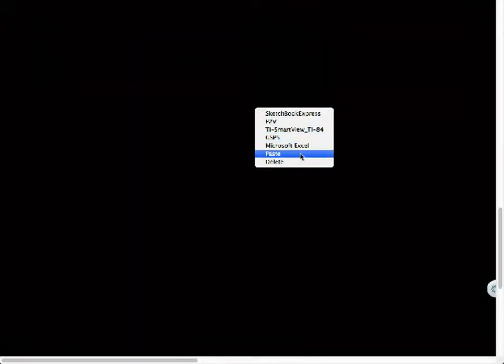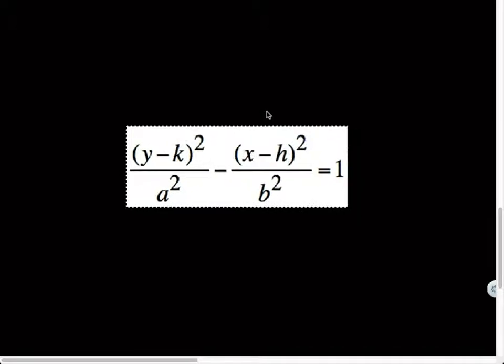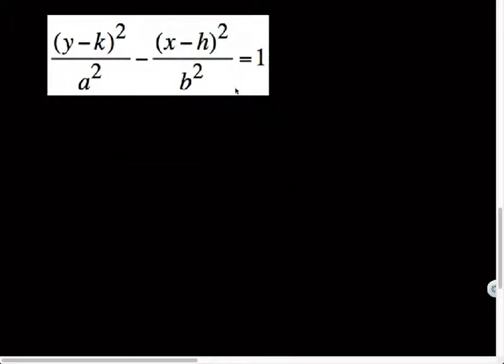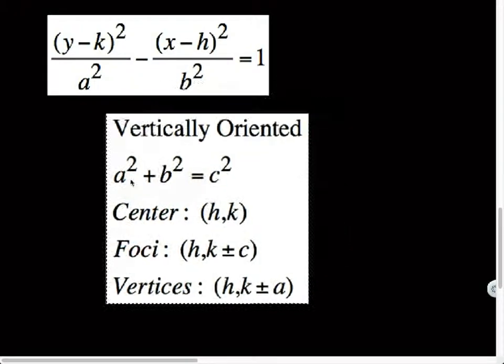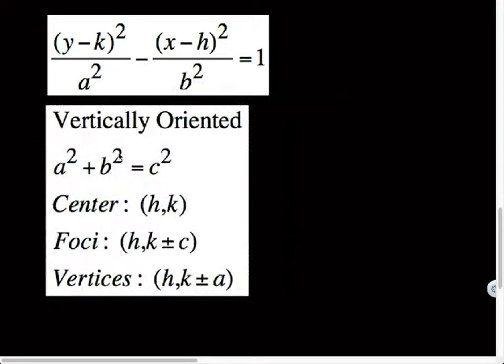So we were just talking about how we would determine when one is vertically oriented or horizontally oriented, and I'll show you right here. This is an example of a vertically oriented hyperbola. Well, how do we tell? Does anyone have any ideas? Well, because the y fraction is the positive fraction this time, right? The subtract is with the x in this instance.